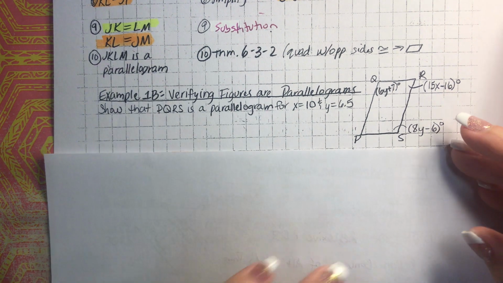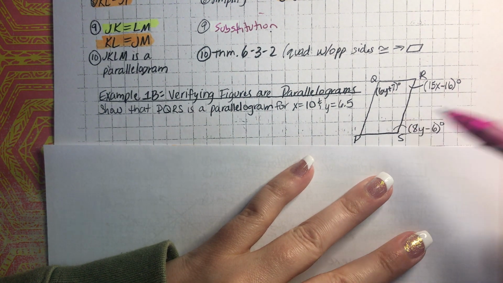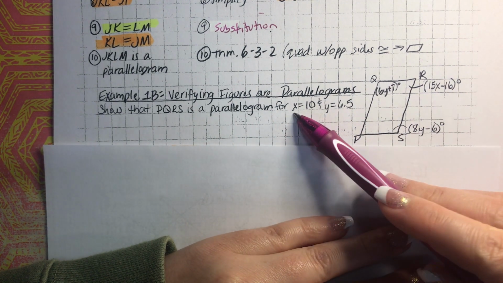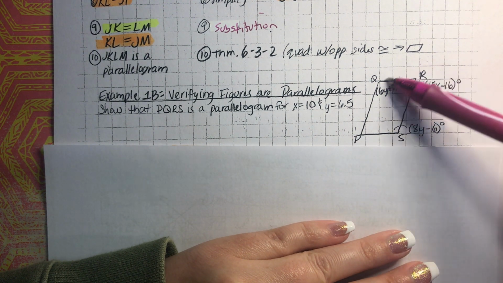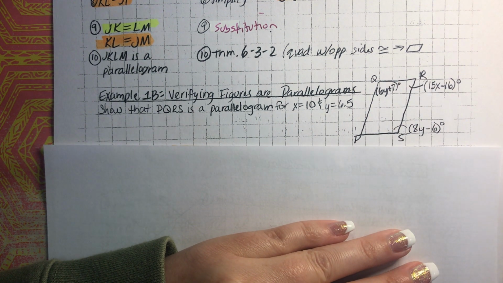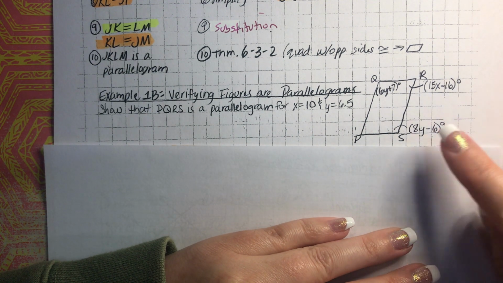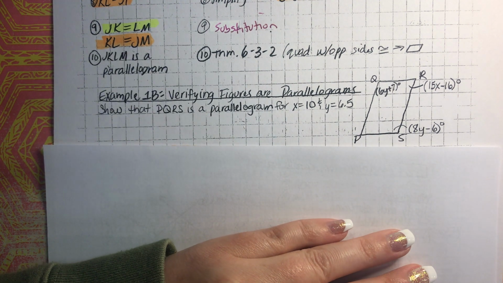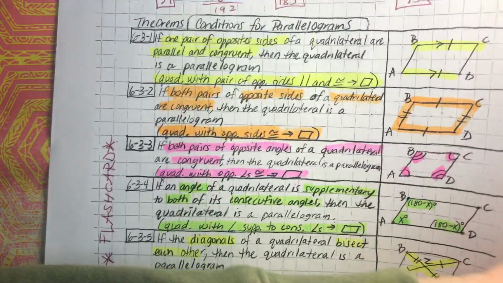Just looking at this, okay, we have an angle here. This represents an angle. This represents an angle. We have to show that this is a parallelogram. It says x equals 10 and y equals 6.5. Now, which of those 5 theorems do you think we're going to be using just by looking at the picture? This is definitely going to be one that's dealing with angles, right? What do you think?